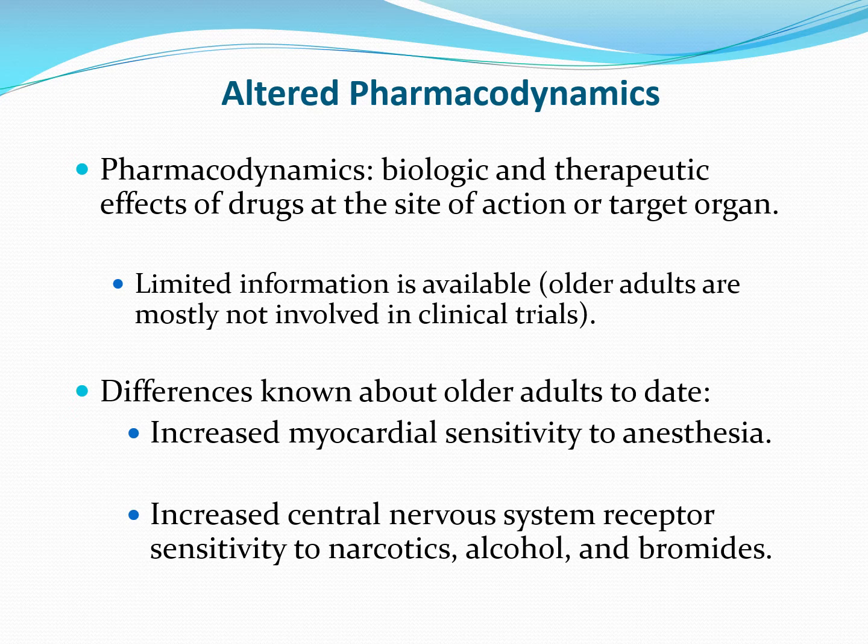So there are also differences in older adults in terms of an increase in myocardial sensitivity, for example, to anesthesia. There is also an increase in central nervous system receptor sensitivity to narcotics, for example, or to alcohol or to bromides, and that's why all these agents act differently or more. They can affect the older adult. The sedation, for example, or the narcotics can make them very sleepy. It can affect them in a way that is different than the younger adults.